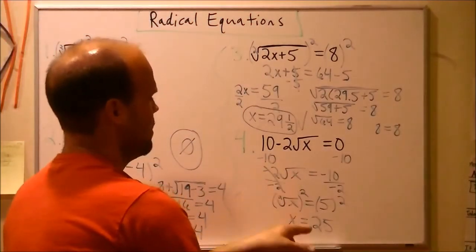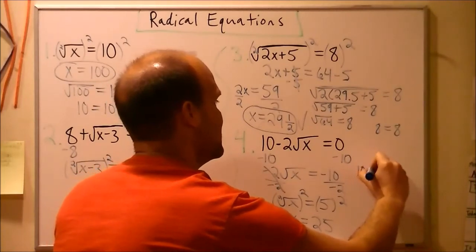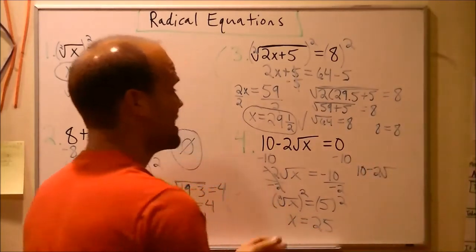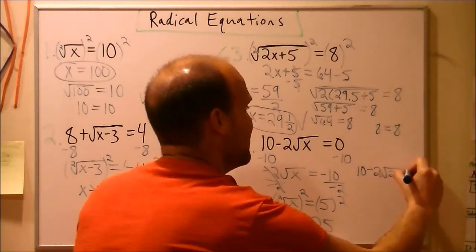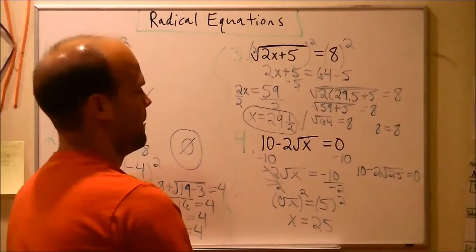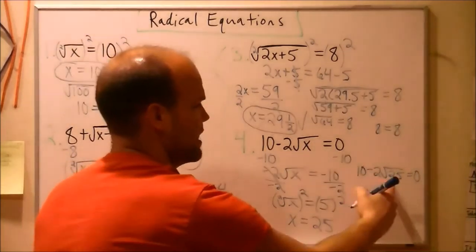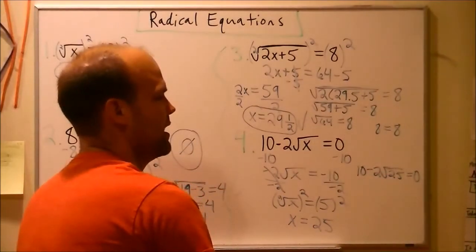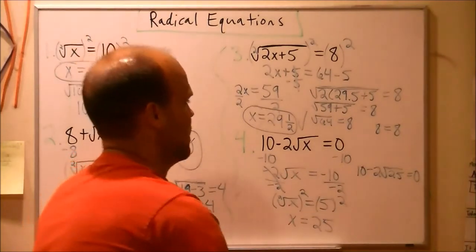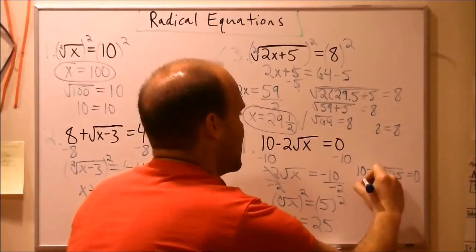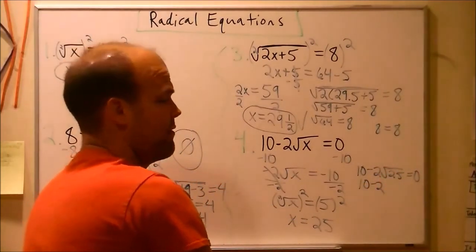Okay, now I go back with that information, plug it into my original problem, and see, does that check out? 10 minus 2 square root, instead of x, what I found x to be, 25 equals 0. Okay, let me simplify. When I'm working this way, allow me to simplify what's inside of that square root symbol. It's kind of like parentheses, square roots are. And so they would come first. 10 minus 2. Okay, what's the square root of 25?